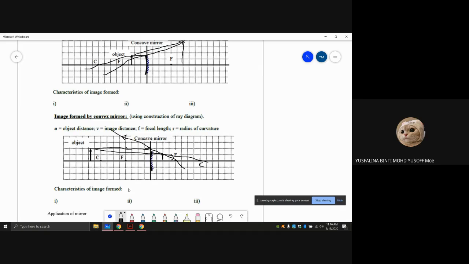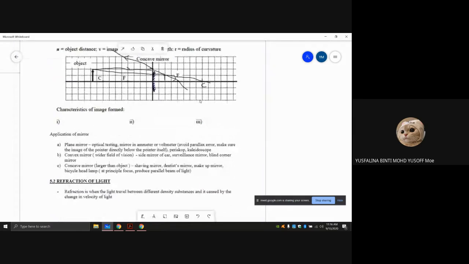Next, we see the applications of mirrors. The plane mirror is usually used in optical testing, in an ammeter or voltmeter. There is a pointer, and below the pointer there is a curved mirror like this, but that one is actually a plane mirror. What is the function of the plane mirror in the meter? It is to avoid parallax error.